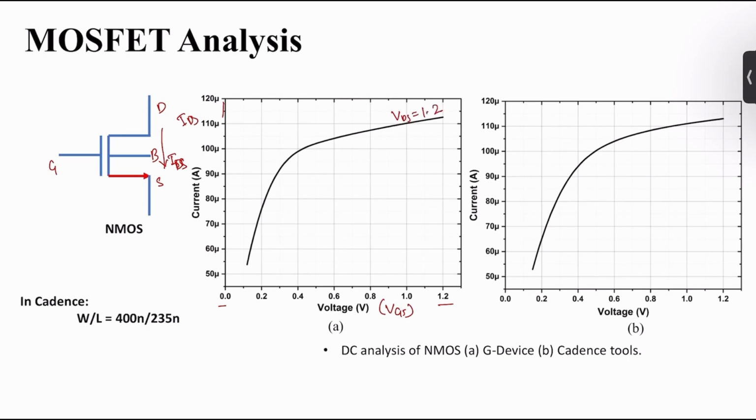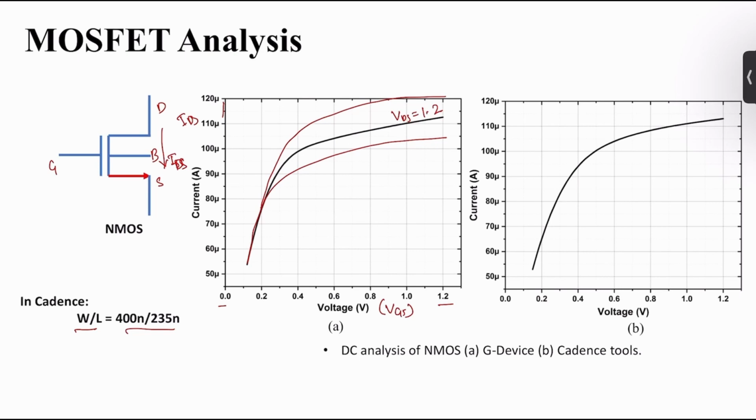If we reduce VDS, the curve will be lower like this. If we increase VDS, it will be higher like this. So this is the NMOS DC analysis, which I also did with the Cadence tool. I did this because when I implement the NOR circuit in the Cadence environment, I need to know the transient behavior. So first I did the DC analysis to find the width and length of the NMOS and PMOS, because current changes with width and length.